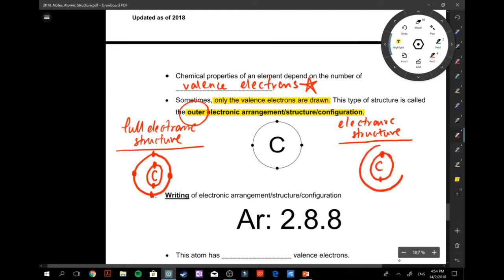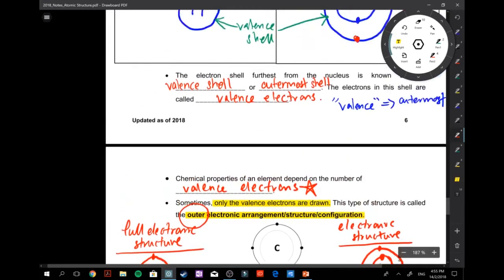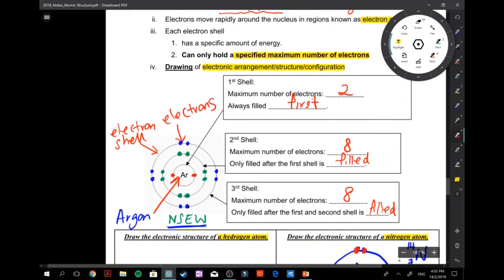North, south, east, west. Alright, so that is what we mean by drawing the electronic structure or arrangement or configuration. Now we move on to the writing of electronic structure, arrangement or configuration. Notice that the difference between these two segments that you're learning is just whether you're being asked to draw or you're being asked to write.